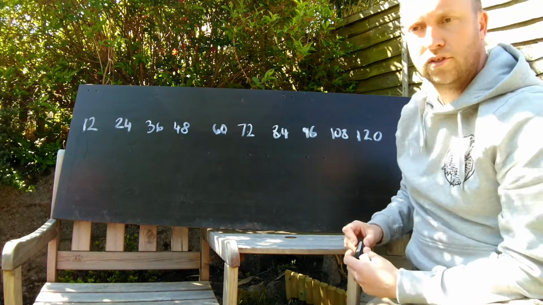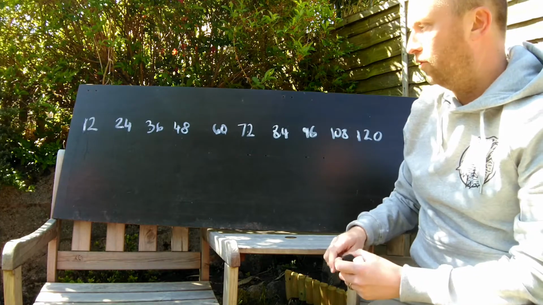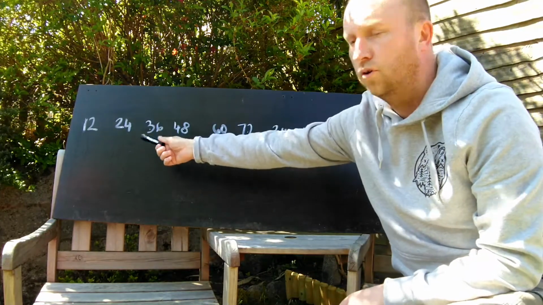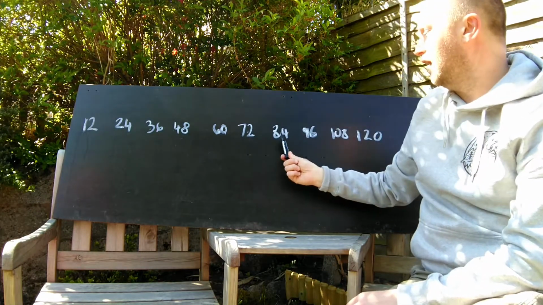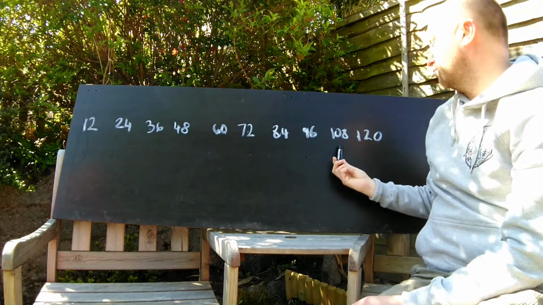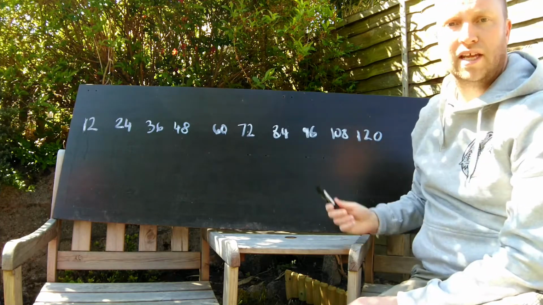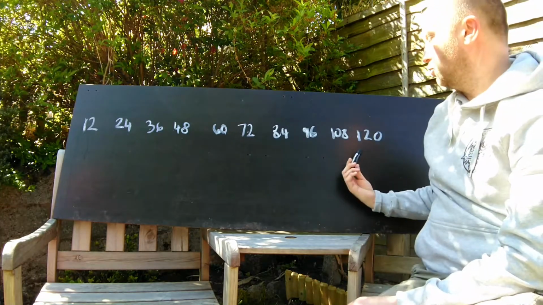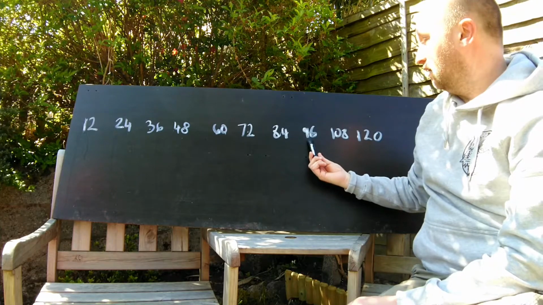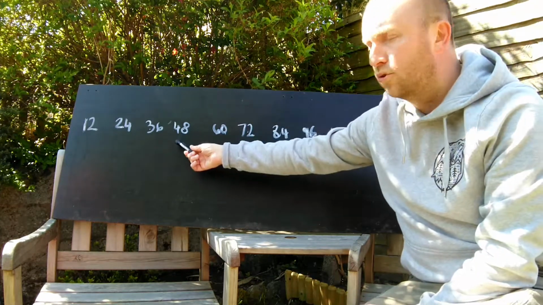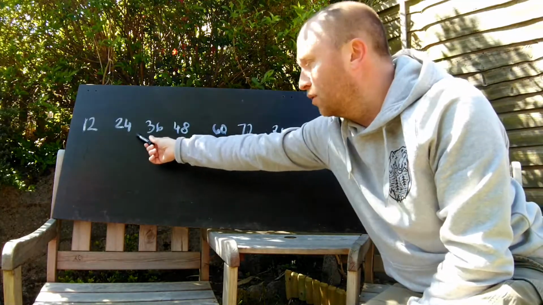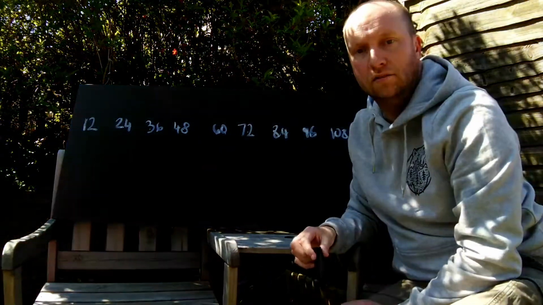Right, we're going to count up and then we're going to go back in reverse. So we've got 12, 24, 36, 48, 60, 72, 84, 96, 108, 120, and back again. 120, 108, 96, 84, 72, 60, 48, 36, 24, and 12.